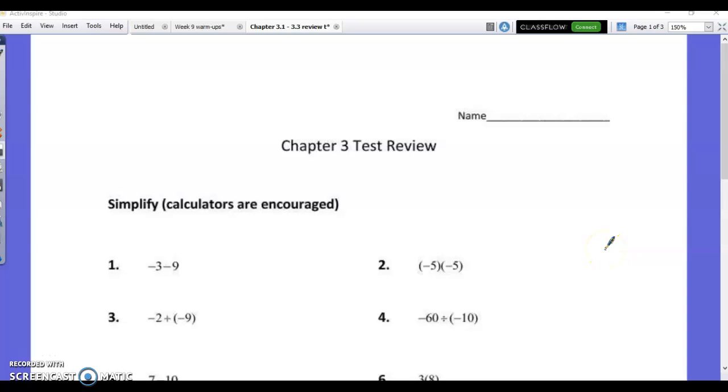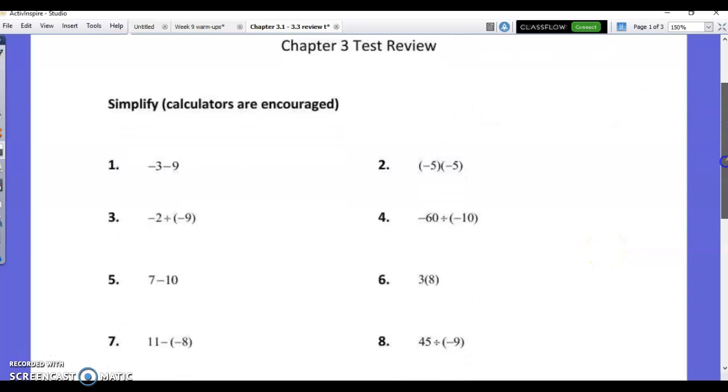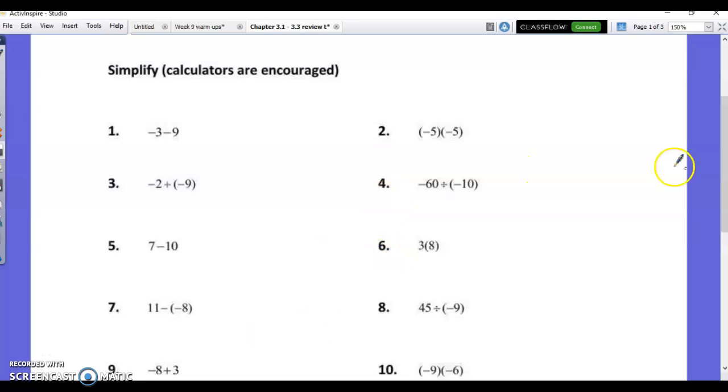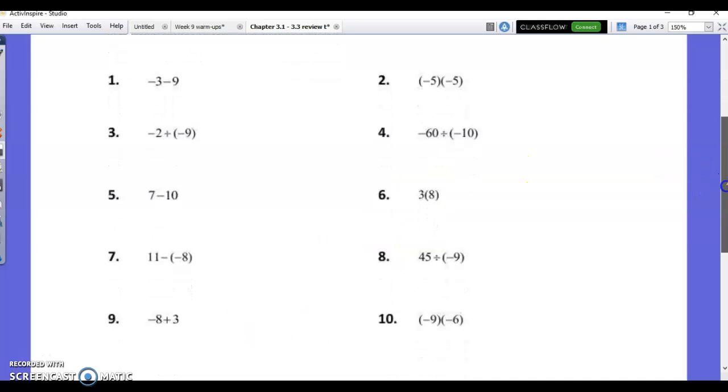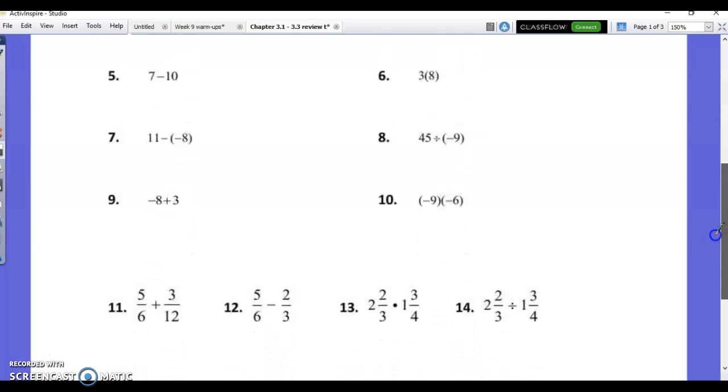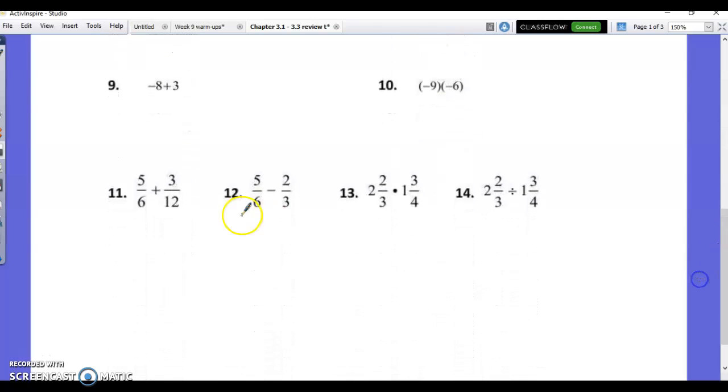Okay, this is the 3.1 through 3.3 review. There's some warm-up problems here. These will be on tests. These are practice problems for your calculator. Type them in exactly as you see them. Same here. For these, you can use your calculator.